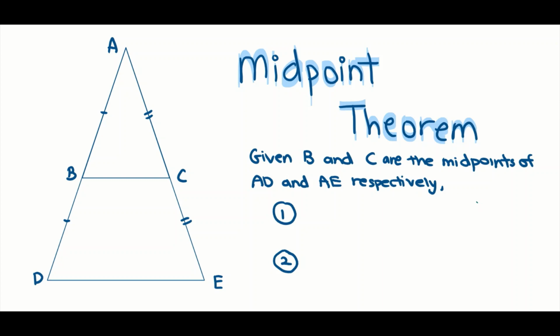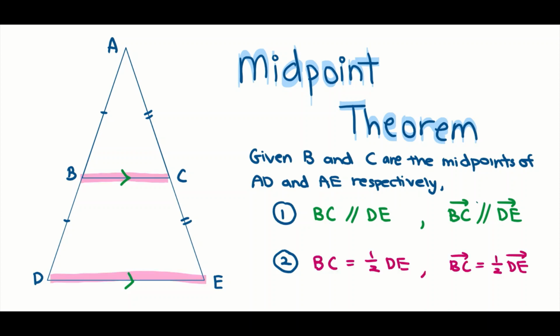We have come to midpoint theorem, and midpoint theorem states that given that B and C are the midpoints of AD and AE respectively, we can see two results. Number one is that BC will always be parallel to DE, or in vector definition, vector BC will always be parallel to vector DE. And number two is that BC is always half of DE, or in other words, vector BC is equal to half of vector DE.